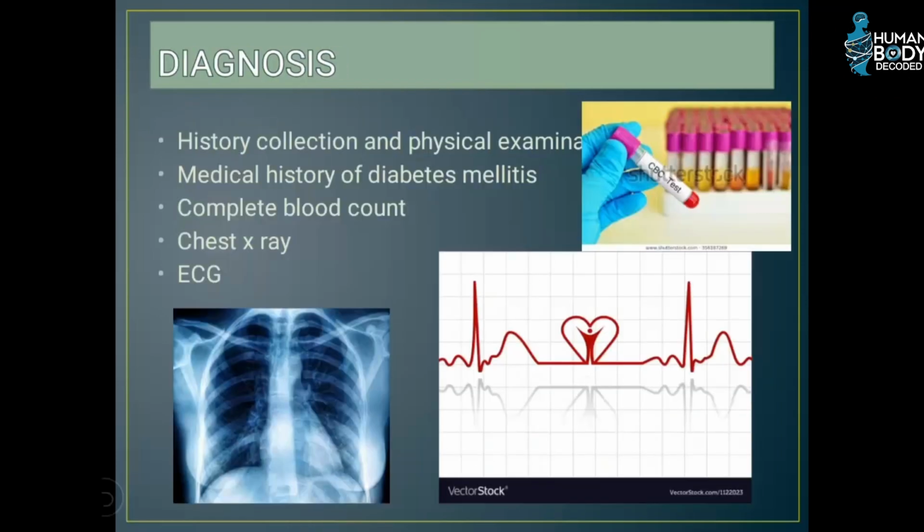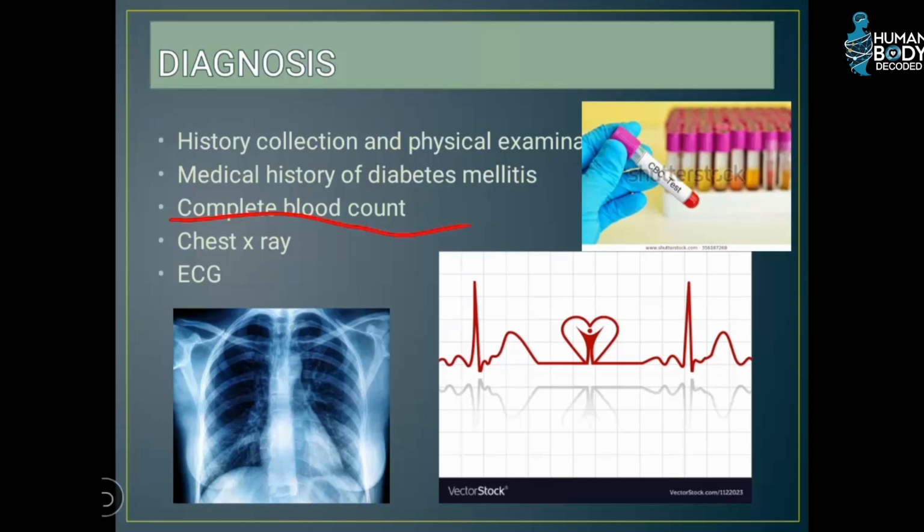Now let's move to diagnosis. If someone has hypertension, how will we diagnose it? Confirming that they indeed have hypertension. First, we will take a history. If there is anyone in the family who has hypertension, like parents or siblings, then they also have a higher chance of getting hypertension. If someone has diabetes, they may also develop hypertension.